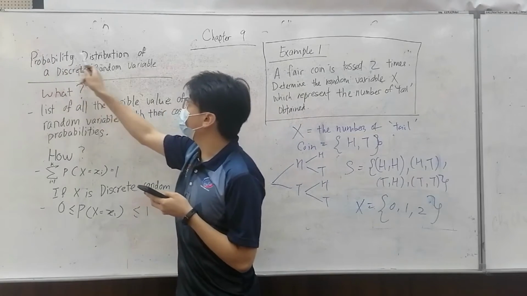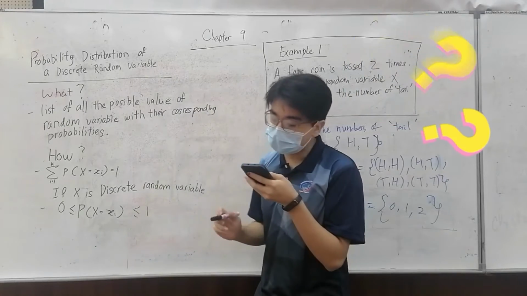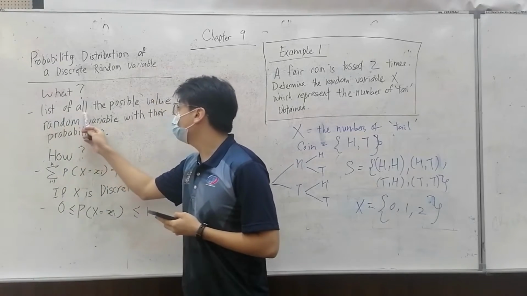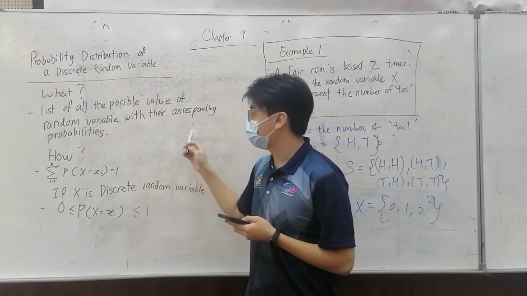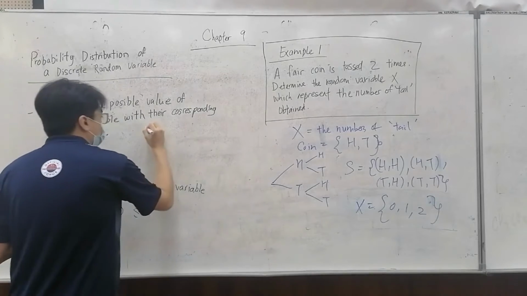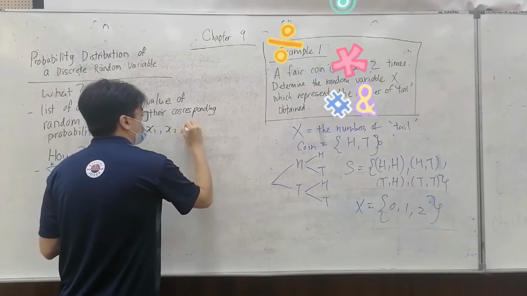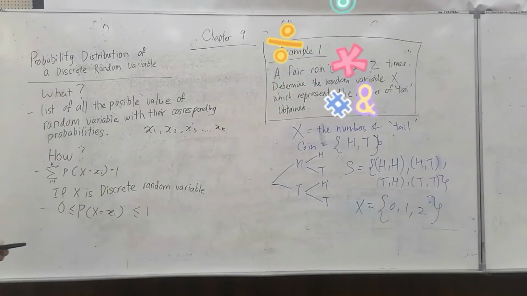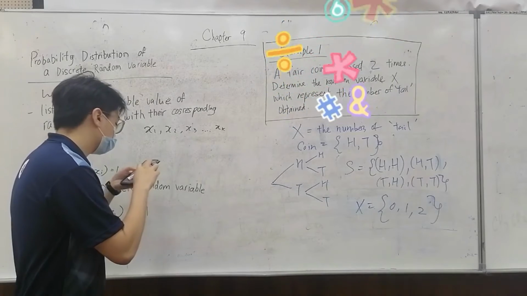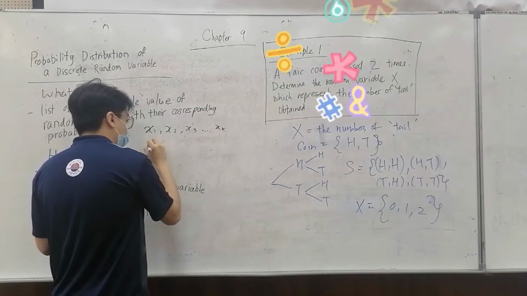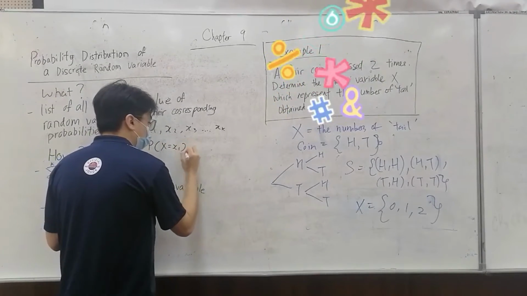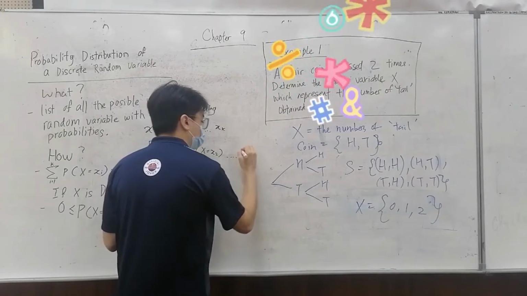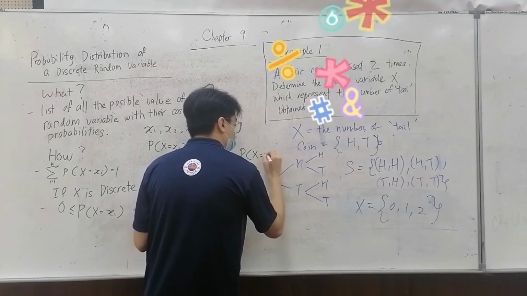Now we proceed to the probability distribution of a discrete random variable. First of all, what is a discrete probability distribution? A discrete probability distribution is a list of all the possible values of the random variable with their corresponding probabilities. Suppose we say x1, x2, x3, until xk, and these are the discrete random variables. Their probabilities will be P(X = x1), P(X = x2), until P(X = xk).